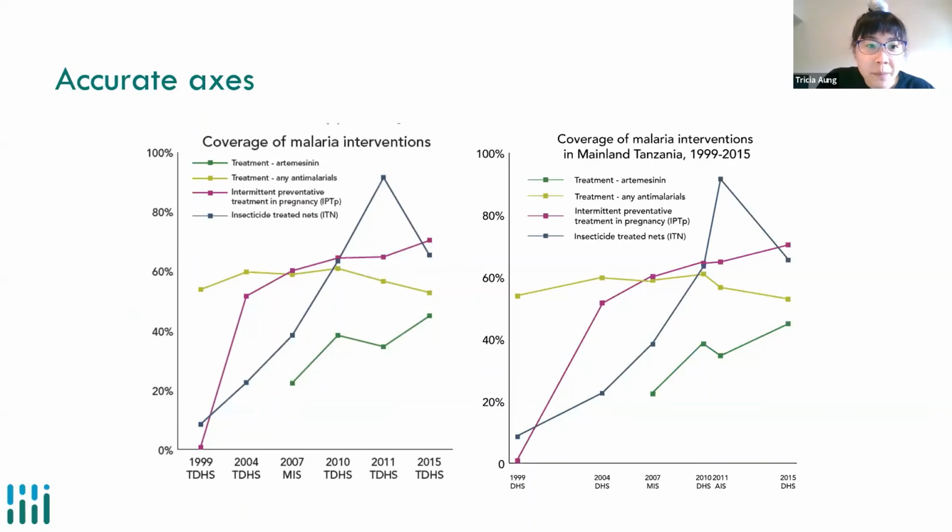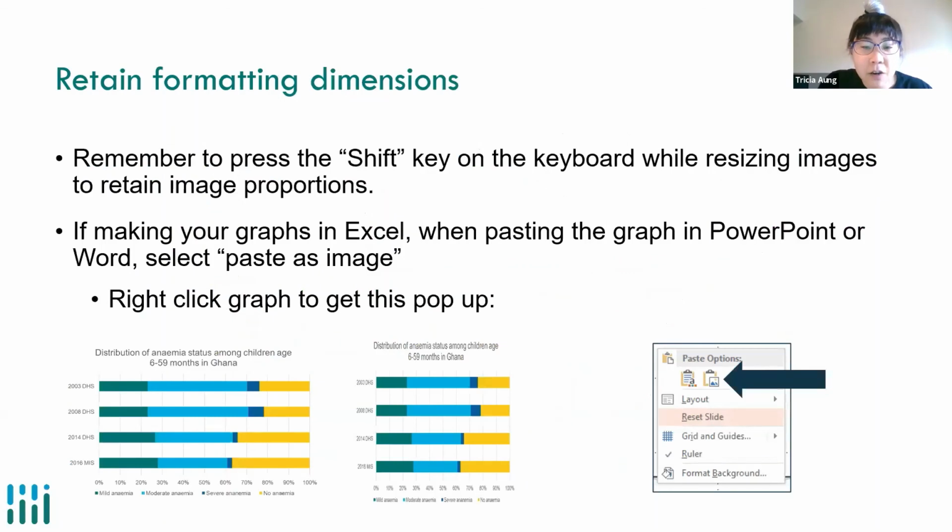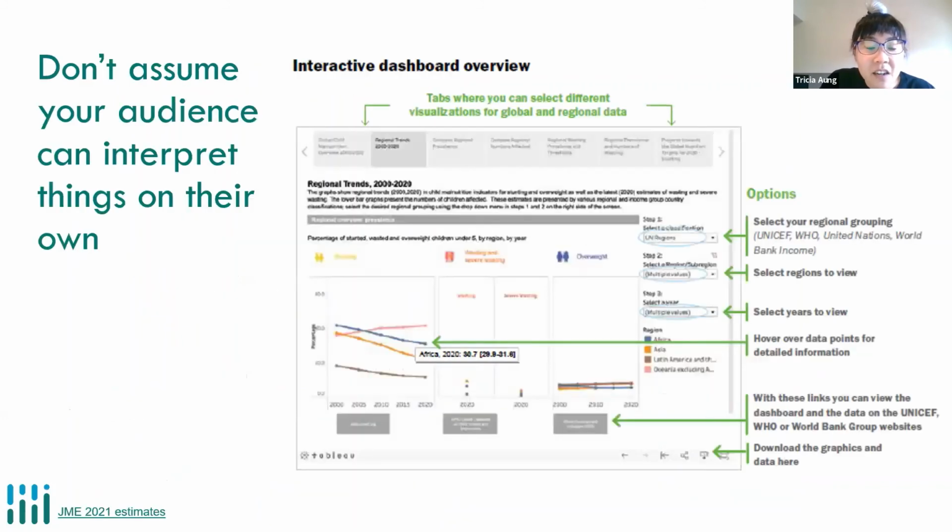Here are additional errors that I see come up. Having accurate axes, particularly for continuous variables. If you look at the bottom on the left, they're evenly spaced, which is inaccurate. Retaining formatting. It's important to make sure that you retain the dimensions of your graphs because if you do not, sometimes they end up looking squished and that can impede interpretability. And then also, don't assume that your audience can interpret things on their own.